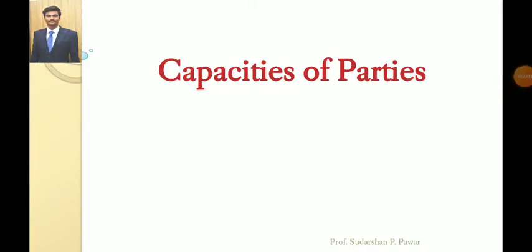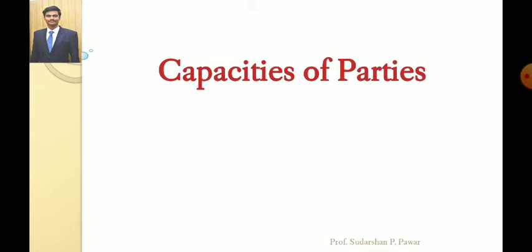Hello everyone. Today we are going to discuss the capacity of parties to contract. What do you mean by capacity to contract? Every person is not competent to enter into a contract. So the capacity of a person to contract is very essential to form a contract.